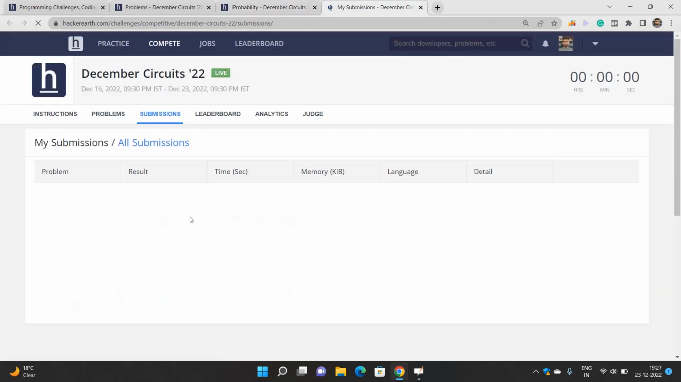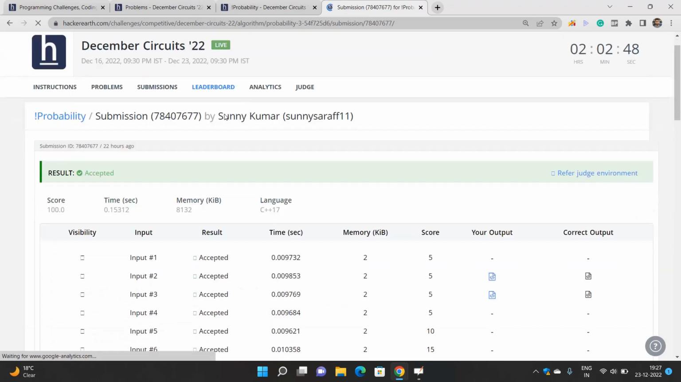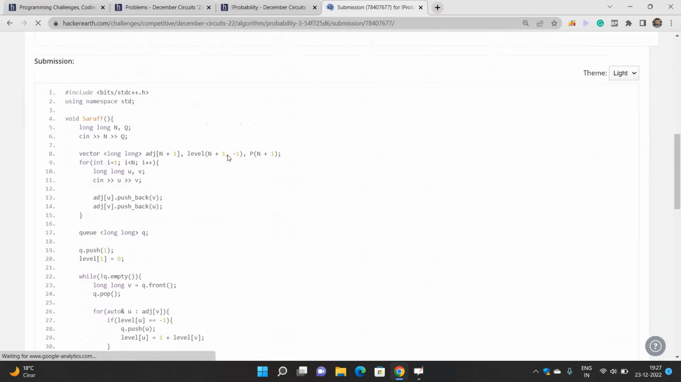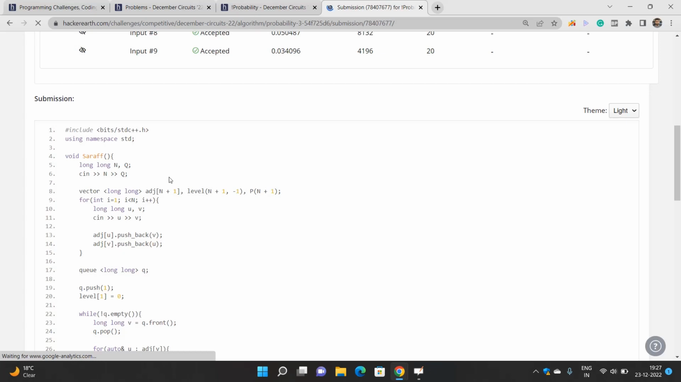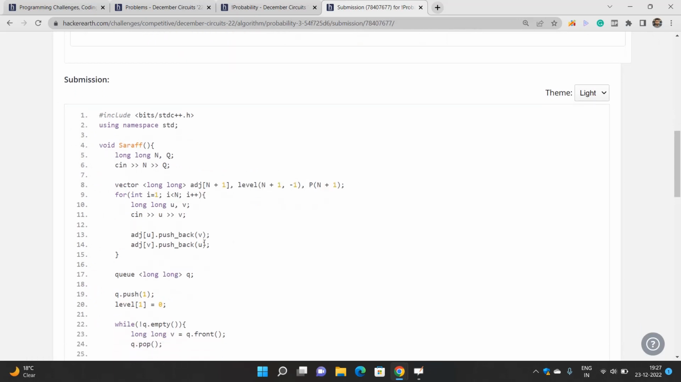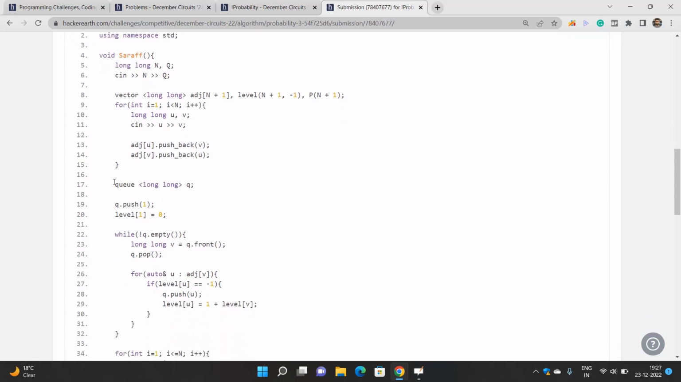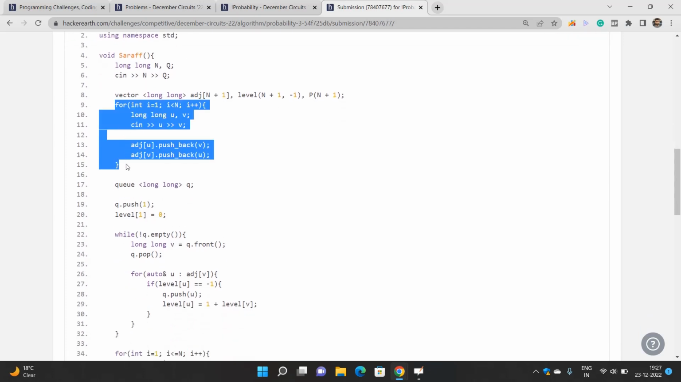So let's look at the submitted solution that I have. Okay, so let me open up this one. You can see all the codes are being accepted. Okay, so yeah, I hope the screen is visible. So we have this adjacency list, we have this level, and we have this value of p. Remember that p is nothing but the number of nodes present on this particular level. So if the level is I, then p of I denotes the number of nodes present on level I. Initially we are just making the adjacency list while taking the input.